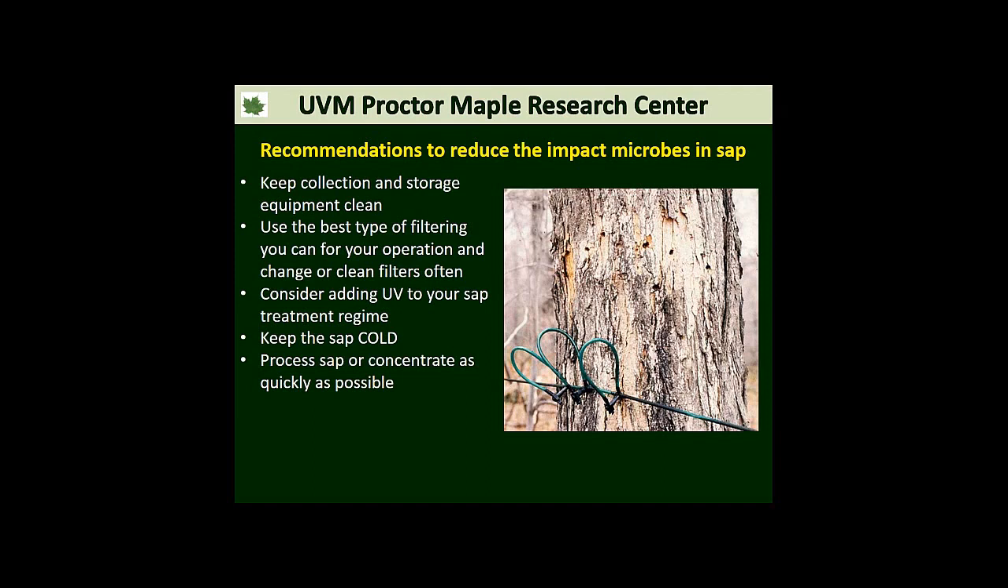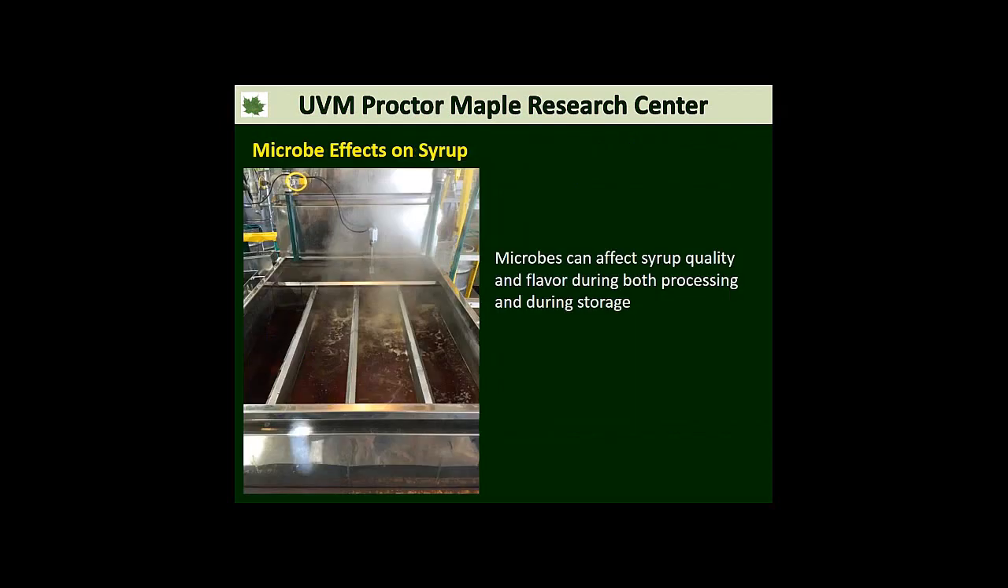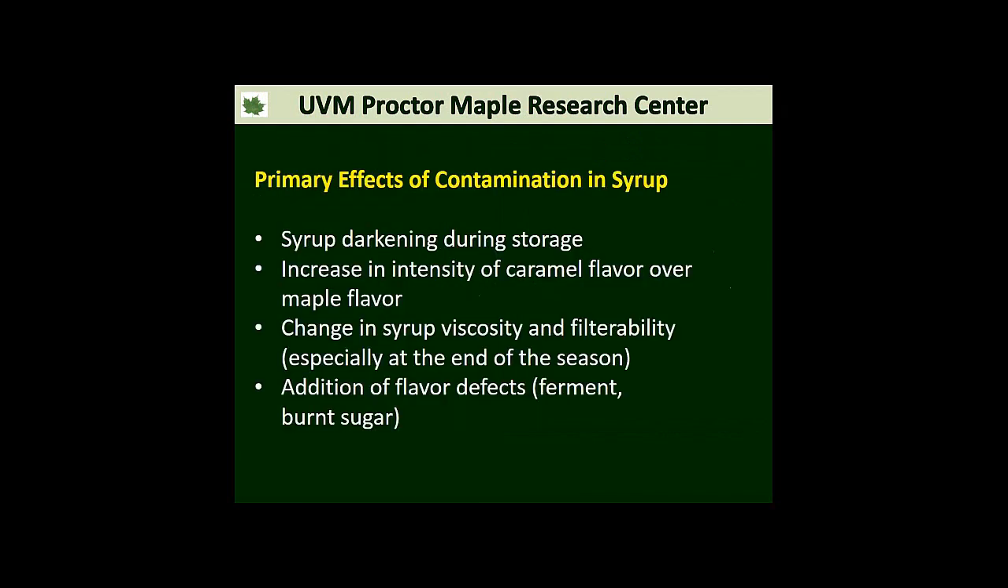I'm going to plow ahead a little bit and we'll see where we end up. So, microbe effects on syrup. We can have a lot of effects of microbes in the tree, in the sap. They can also affect us in the syrup. What type of things do we have? We have syrup darkening that occurs. A lot of that's due to oxidation, oxygen getting through your jugs or into your barrels, that can cause darkening. But some of it can be due to microbes as well.